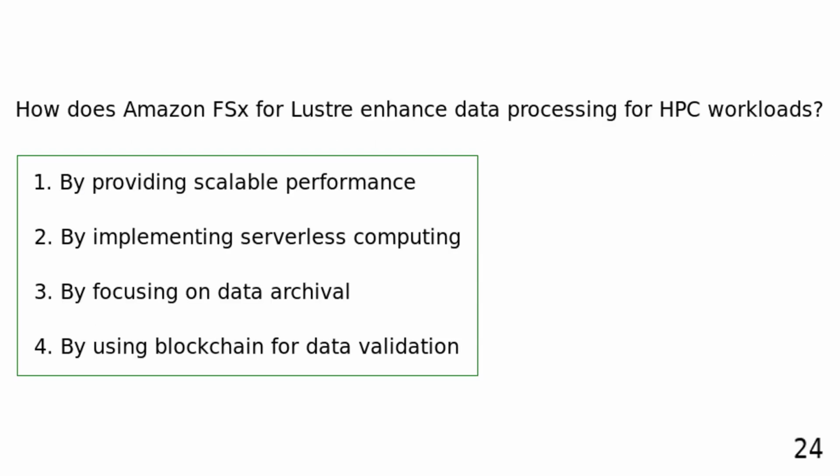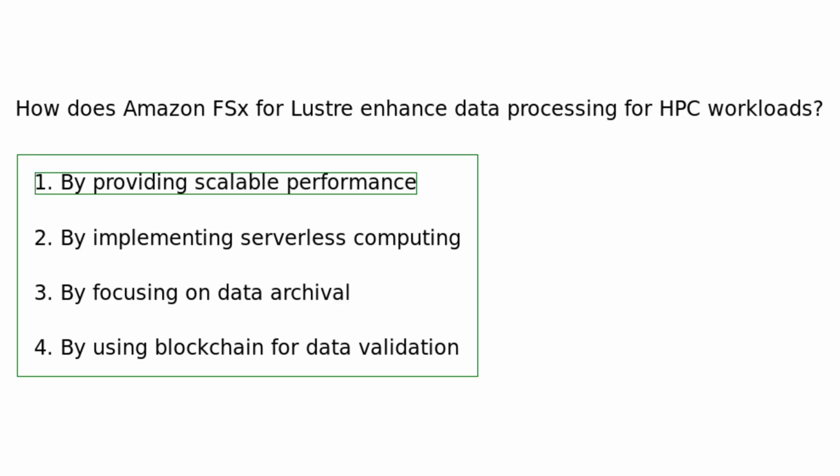How does Amazon FSx for Lustre enhance data processing for HPC workloads? By providing scalable performance. By implementing serverless computing. By focusing on data archival. By using blockchain for data validation. Amazon FSx for Lustre enhances data processing for HPC workloads by providing scalable performance.